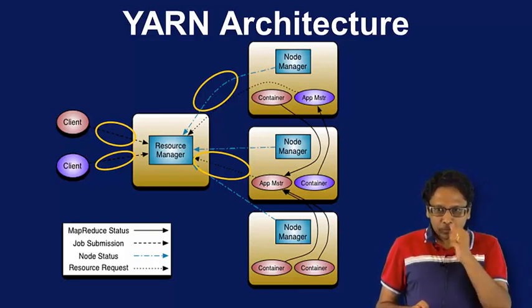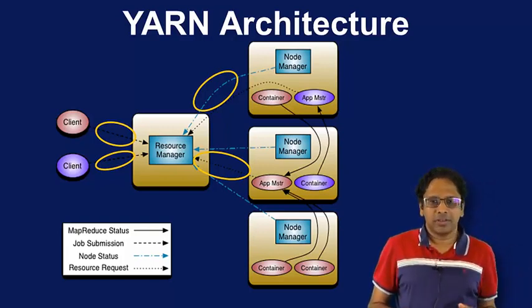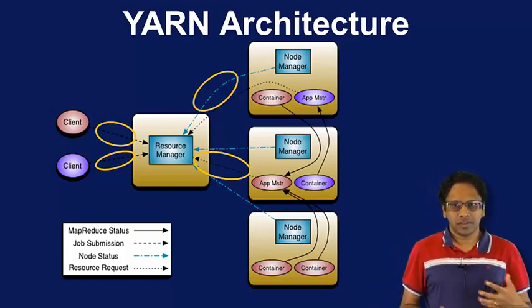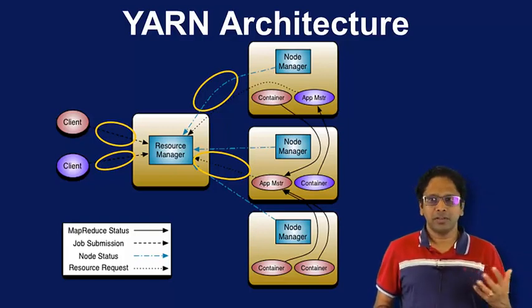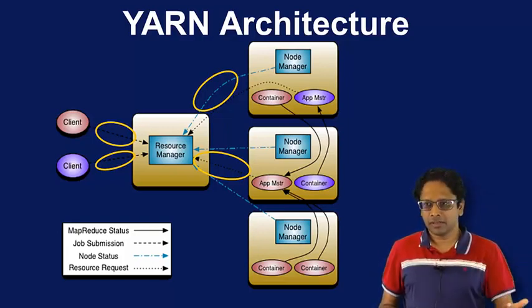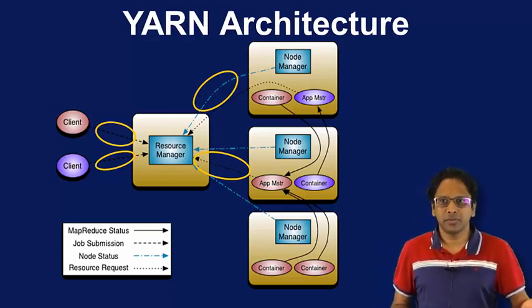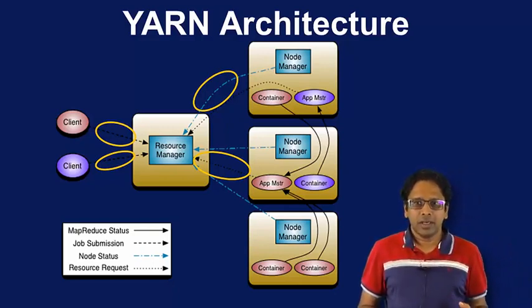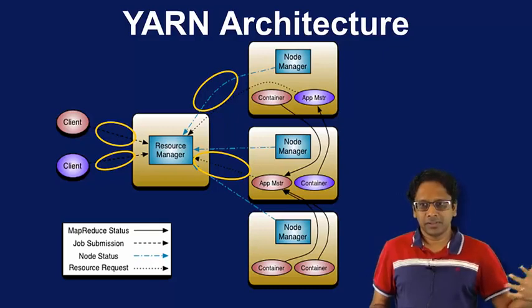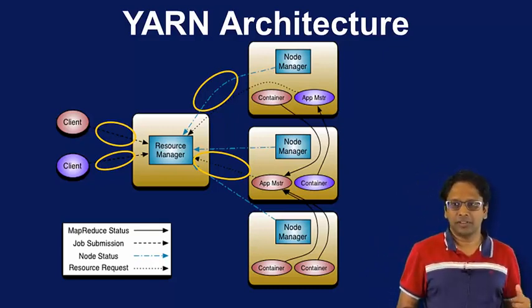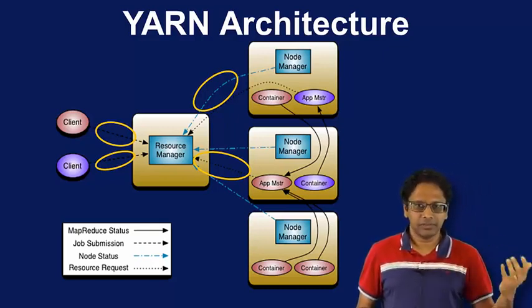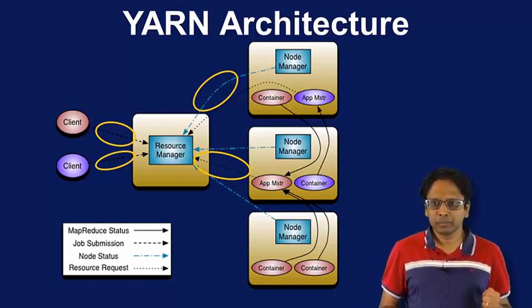Now, there are two components in the resource manager. There is a scheduler, which is responsible for allocating resources to the various applications that are running, with the constraints of capacities and queues and things like that. And there are policy plugins available for the scheduling aspect. So you could have a capacity scheduler, or you could have a fair share scheduler, things like that.